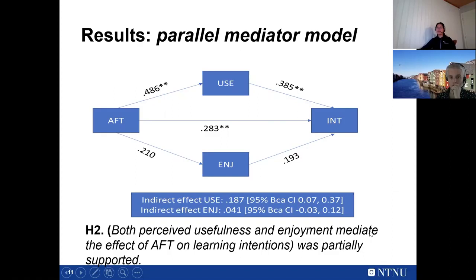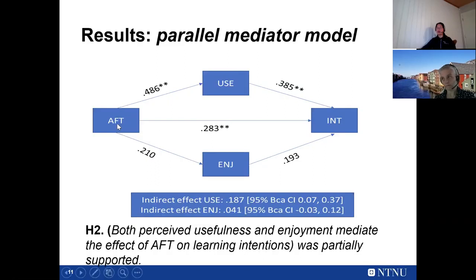From mediation analysis, we find that the effect of affinity for technology is mediated by usefulness, but not enjoyment. For the indirect effect of usefulness, the 95% confidence interval did not include 0, indicating that usefulness is a significant mediator. On the other hand, for the indirect effect of enjoyment, the 95% interval did include 0. This means that enjoyment is not a significant mediator for the relationship between affinity for technology and intention. So our second hypothesis was partially supported.